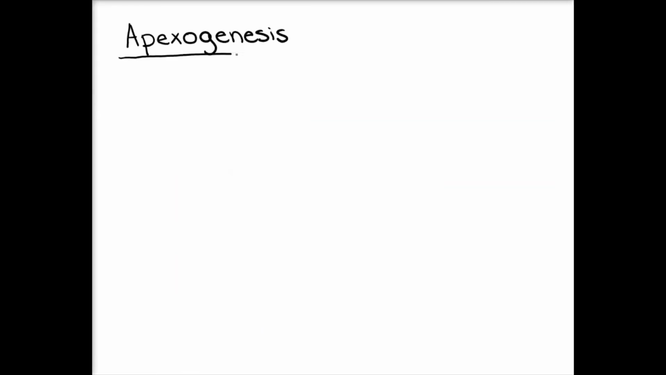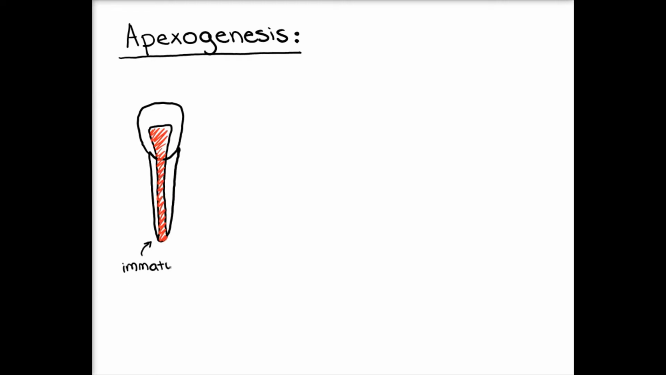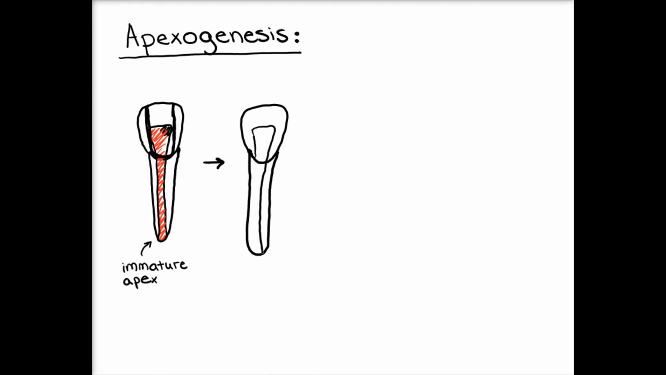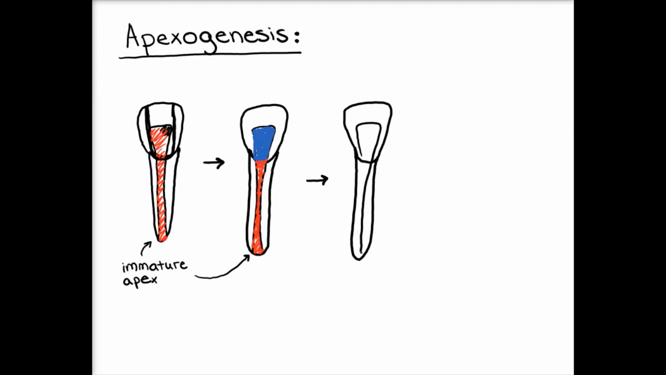On this slide, I'll demonstrate the procedure for apexogenesis. Here we have our vital but apically immature tooth with deep caries. In this procedure, the coronal portion of the pulp will be removed. Then, medication, which I'll show in blue, will be applied directly to the vital pulp. Ideally, this will promote healing and allow the tooth to progress to a state of apical maturity.